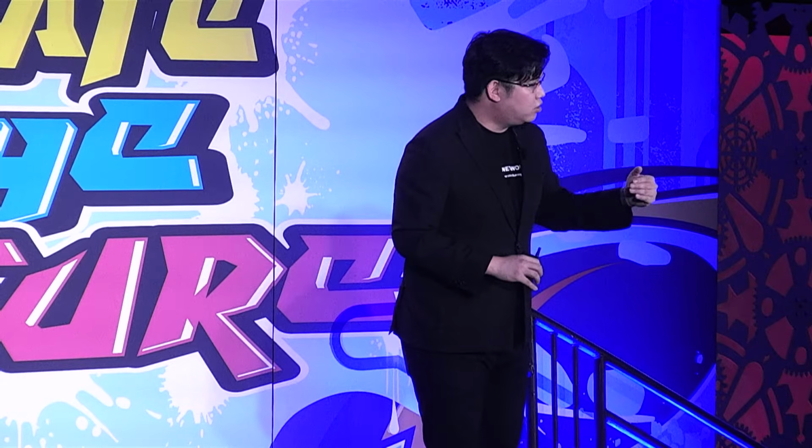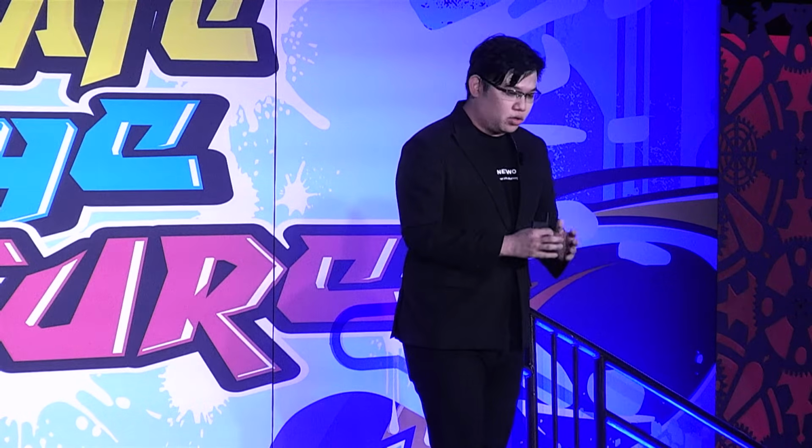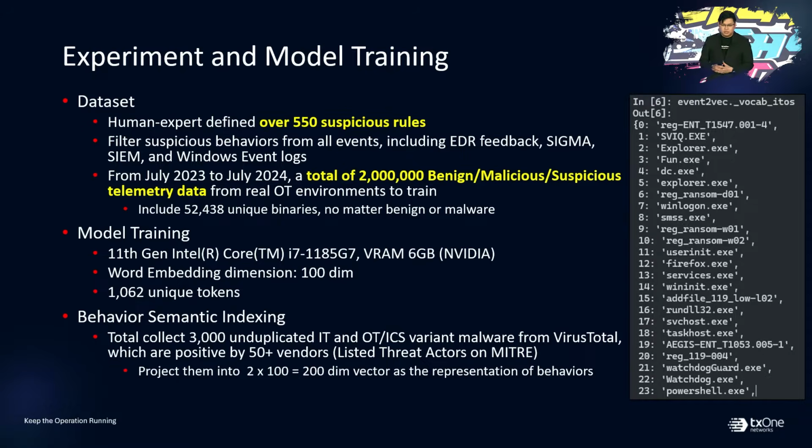Because we know we cannot identify a single process as malicious, we need to train everyone. We need to train the previous one and the next one to identify that as our core model here. So we have an experiment here.